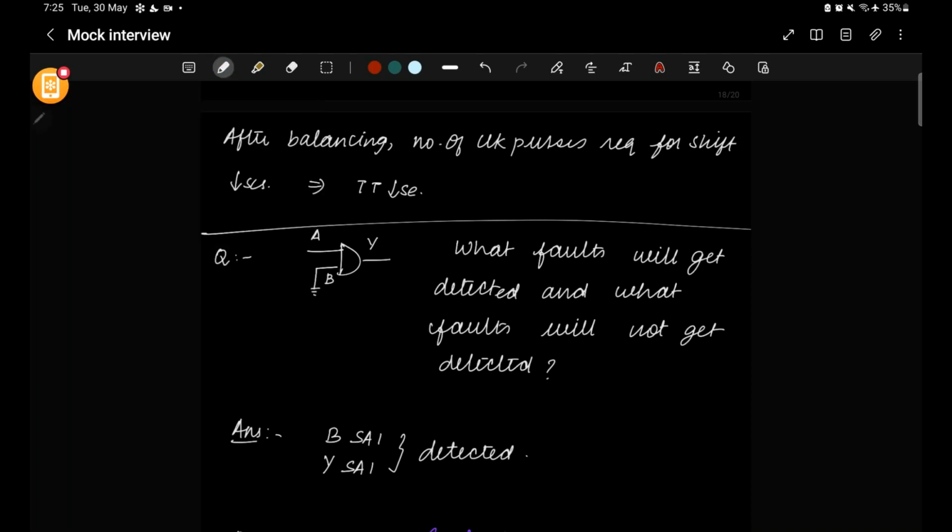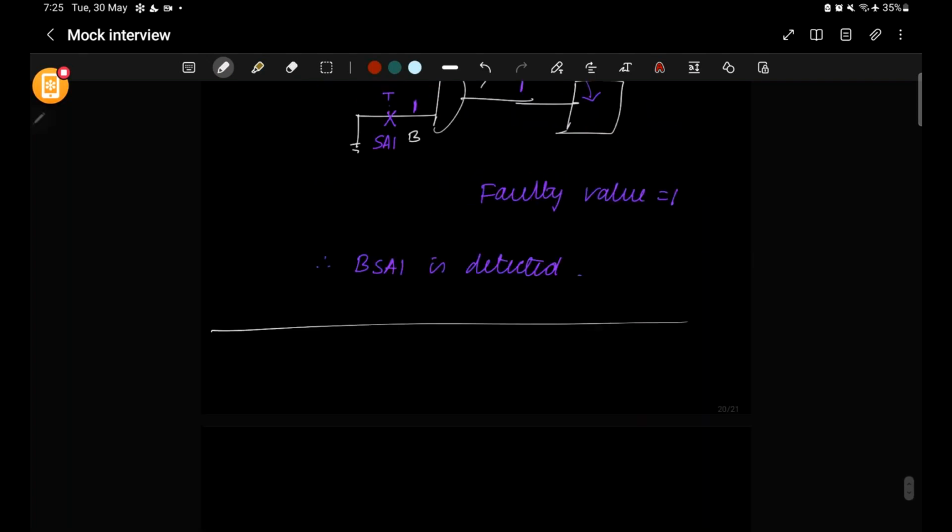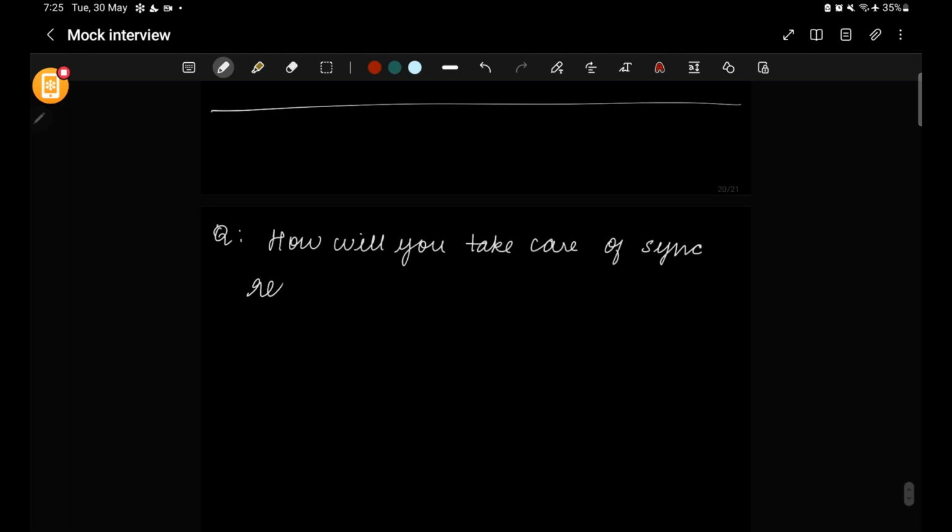Okay. So next question is, how will you take care of synchronous reset flop in your design? Ma'am, I'm not sure about that. Okay.